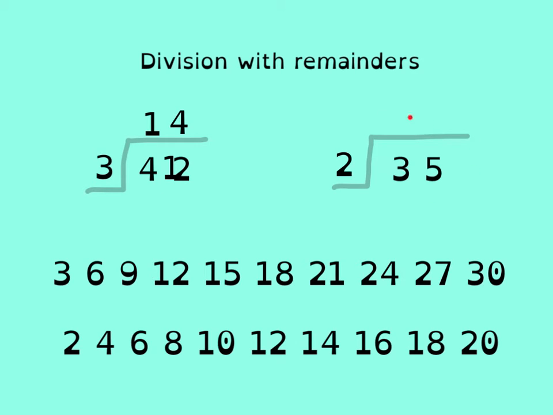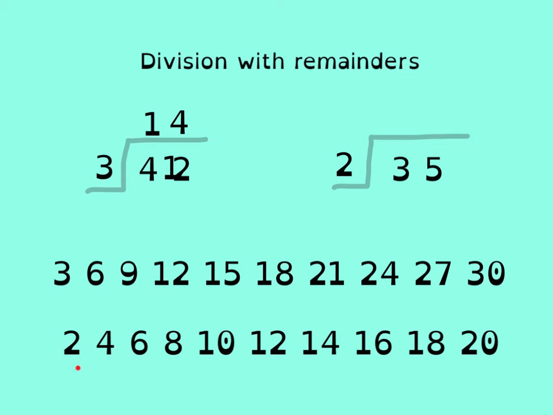Okay, so the next problem is 35 divided by 2. So 3 divided by 2, so 30 divided by 2. If you look down at the 2 times table, because it's 3, we can't go above it. So 3 sits in between the 2 and the 4. So we go back to 2. 2 divided by 2 is 1.